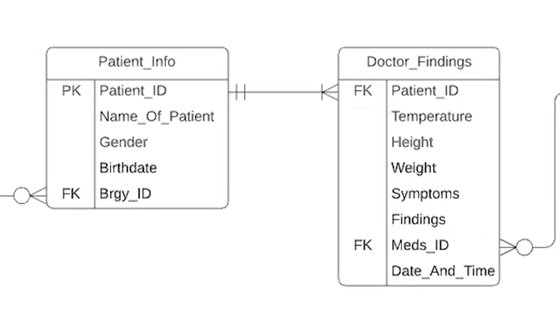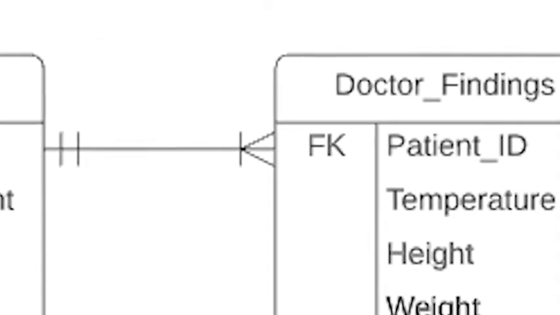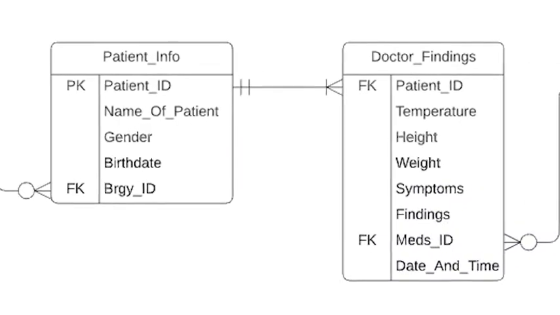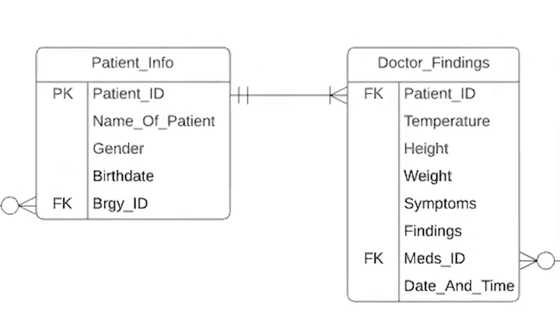Now let's move on to the relationship of patient to doctor findings. For their relationship, we put one or many because the patient can have one doctor finding or it can be many. The relationship of doctor findings to the patient is one and only one because the doctor findings should only refer to that particular patient. It's not right if the doctor findings are for many patients, right? So we can say that the findings of the doctor should only be for one particular patient.